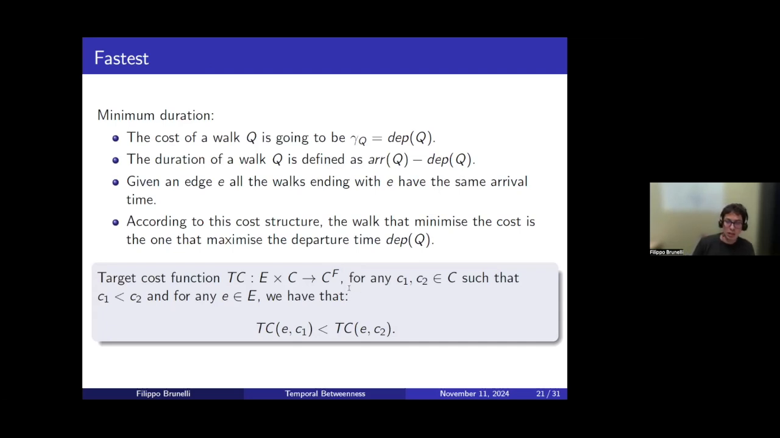And so here I'm not showing them, but using this cost structure and target cost function, it's possible to model all the criteria that I mentioned before, and even more different types of criteria. For example, it's also possible to do the Cartesian product of these cost structures, and this is also needed. For example, if we want to minimize the waiting time of the walk, we have to go through the Cartesian product of different cost structures.